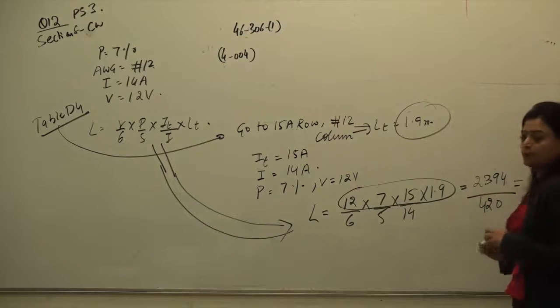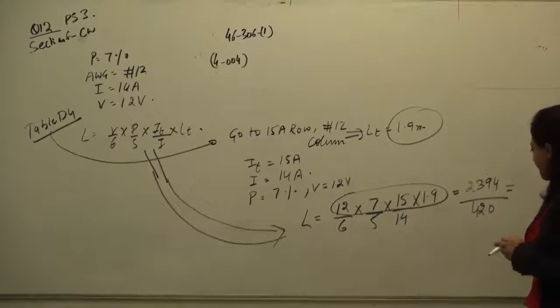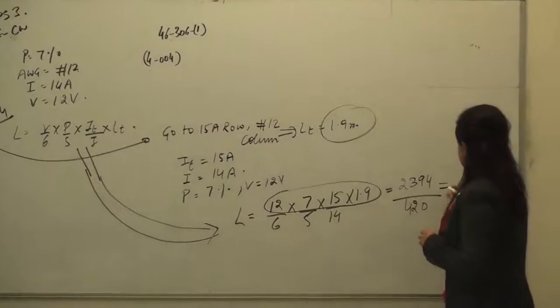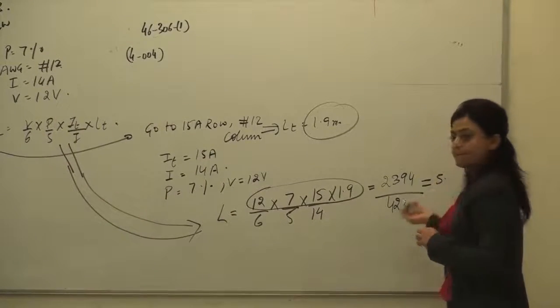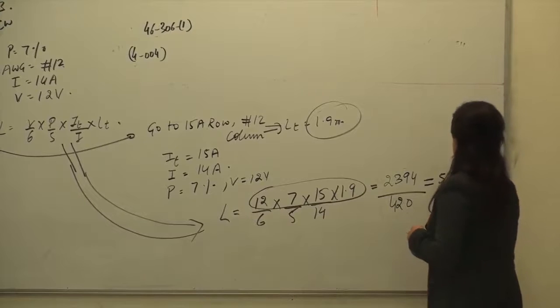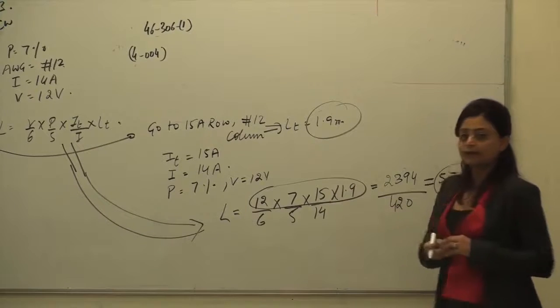Yep. Now if you divide both numbers here, what do you get? It should be 5 point something. 5.7 meters. And you're done.